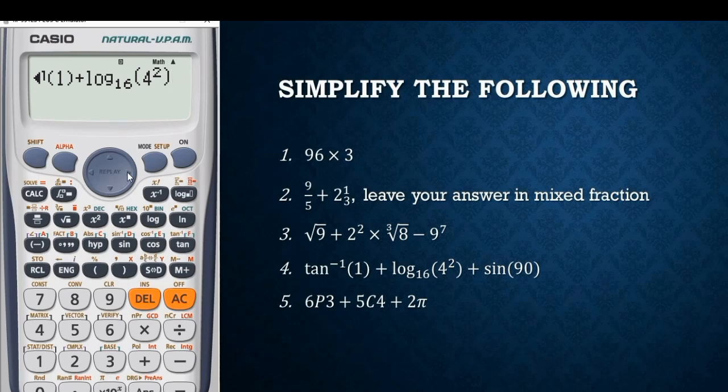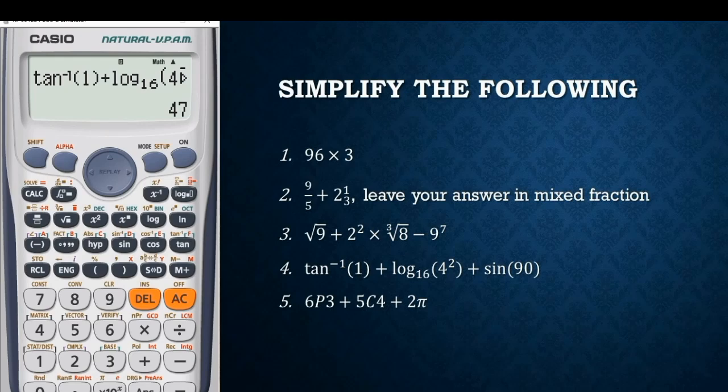Plus the sine of 90. So plus sine 90, this is the sine button. I activate it, then I input 90. Then I close the bracket. So I have successfully inputted the whole expression into the calculator. Then I tap on the equal to. So the answer to this particular question is what? 47. Now let us move on to the fifth question.